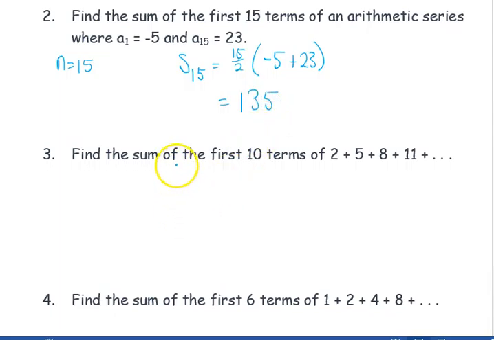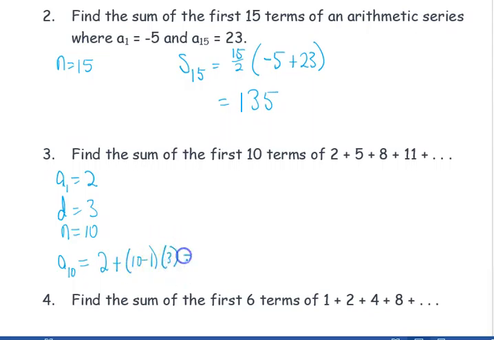For the next one, we're summing the first 10 terms of this series. I know my a sub 1 is 2, and I'm adding 3 to get each term after that, so my difference is 3. I want 10 terms, so n is 10, and I'm missing that 10th term. You could write the whole thing out until you got to the 10th term, but it's better practice to use the formula from yesterday. For a sub 10, I'm going to do the first one plus (n minus 1) times the difference, and the difference is 3. That gives me 29 as the 10th term.